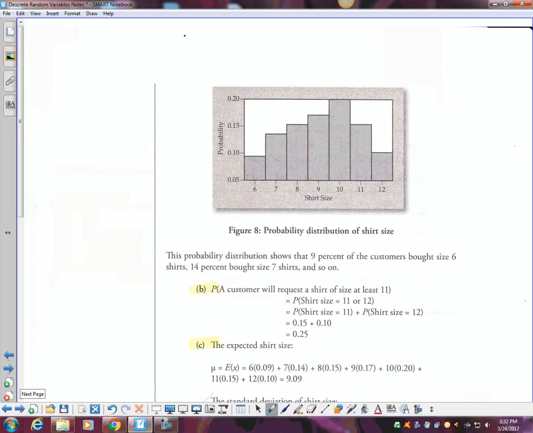This is another way that you could represent it, and this is a histogram. The probability distribution shows that 9% of the customers bought a size 6, 14% bought a size 7, and so on.